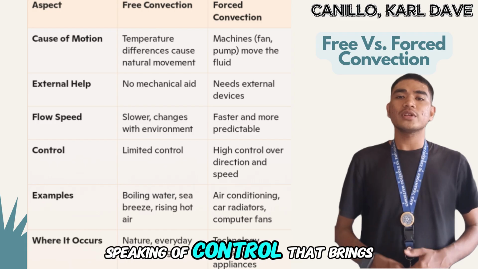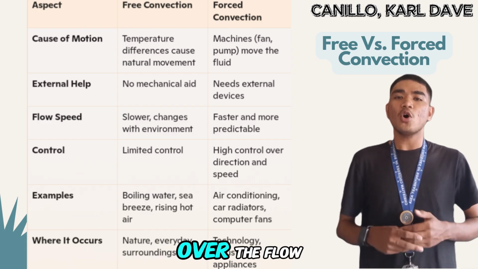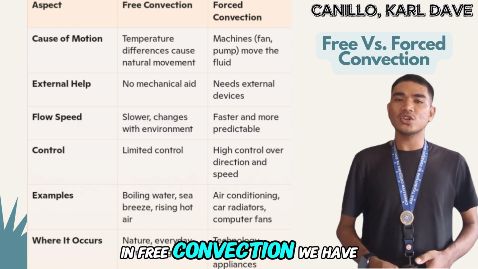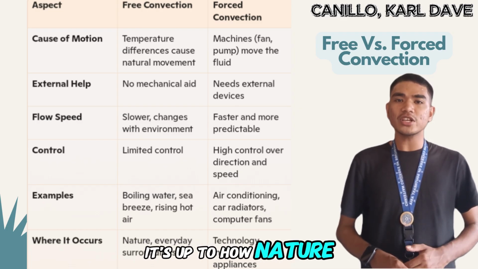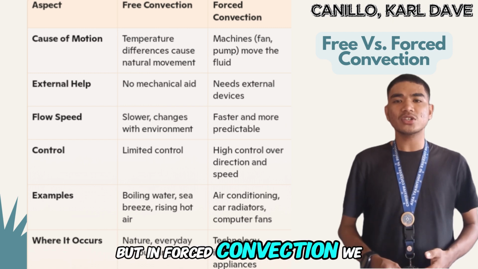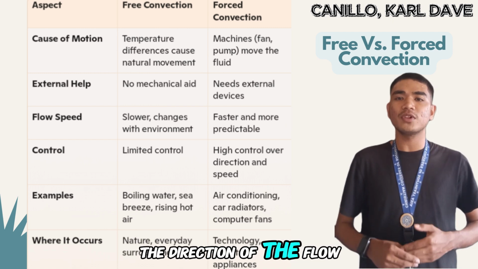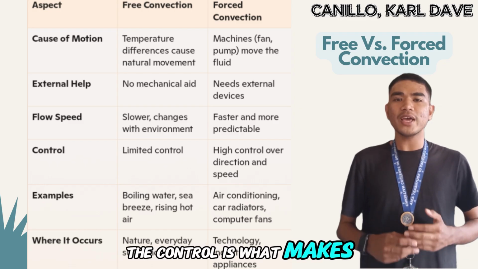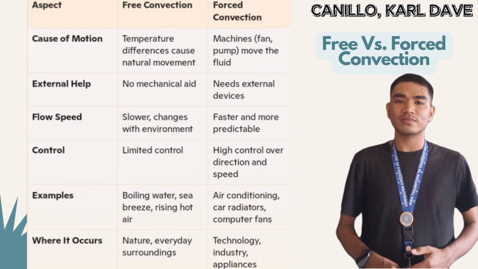Speaking of control, that brings us to the next point, how much influence we have over the flow. In free convection, we have little to no control. It's up to how nature behaves. But in forced convection, we design a system, adjust the speed, and guide the direction of the flow. The control is what makes forced convection so useful in machines and appliances.